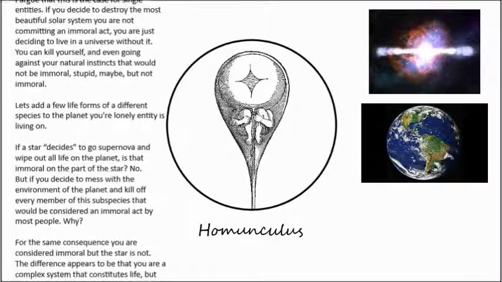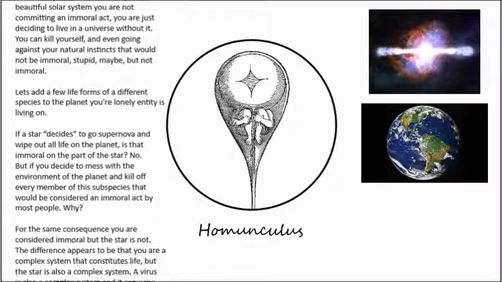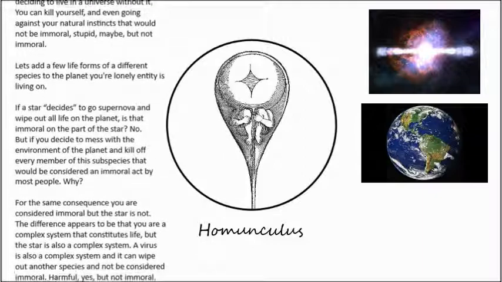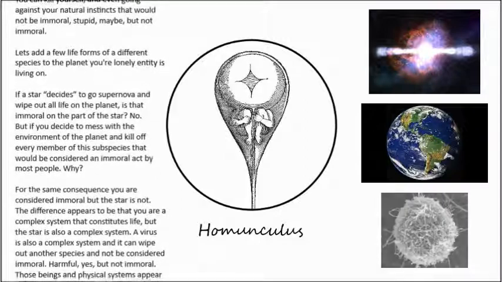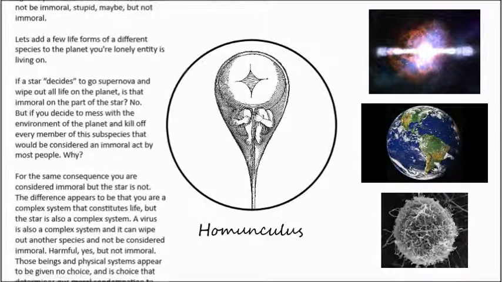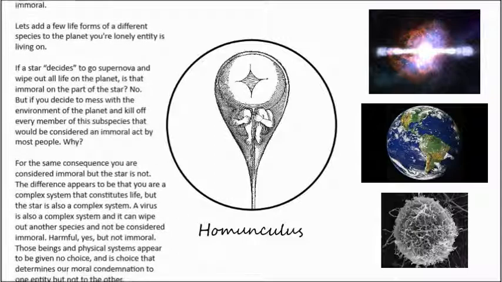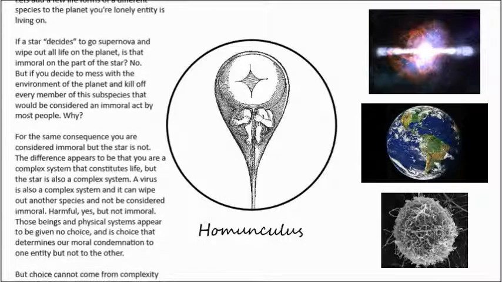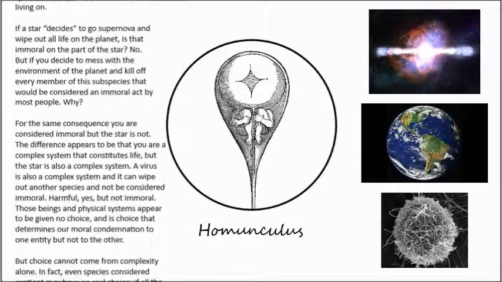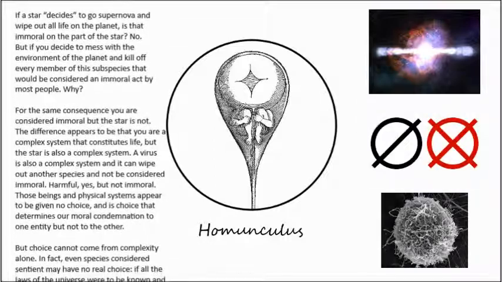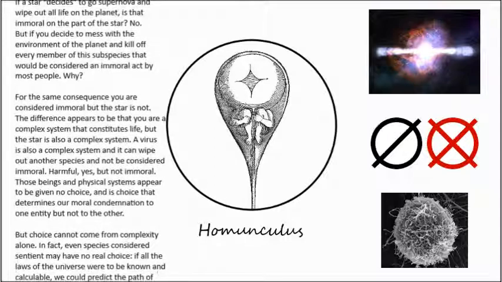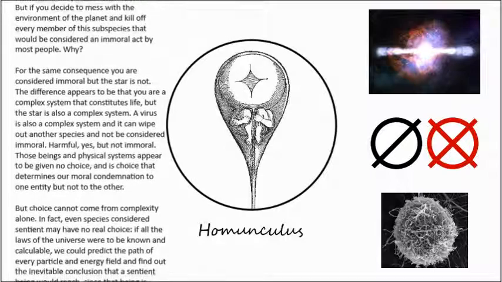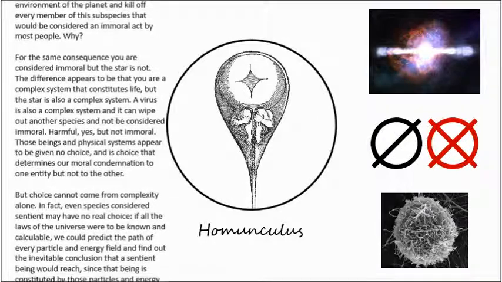For the same consequences, you are considered immoral, but the star is not. The difference appears to be that you are a complex system that constitutes life, but the star is also a complex system. A virus is also a complex system, and it can wipe out another species and not be considered immoral. Harmful, yes, but not immoral. Those beings and physical systems appear to be given no choice, and it's choice that determines our moral condemnation of one entity but not the other. But choice cannot come from complexity alone. In fact, even species considered sentient may have no real choice.